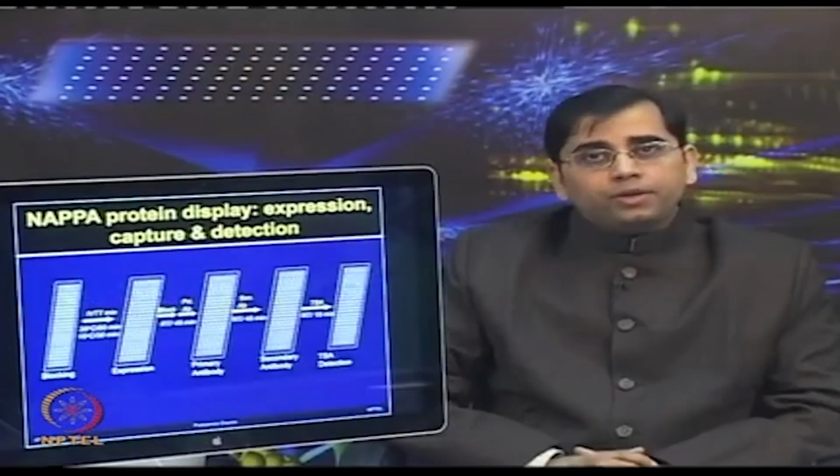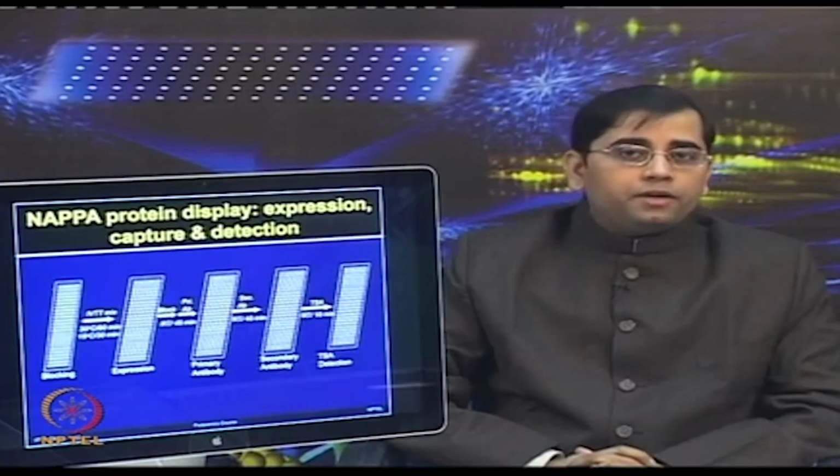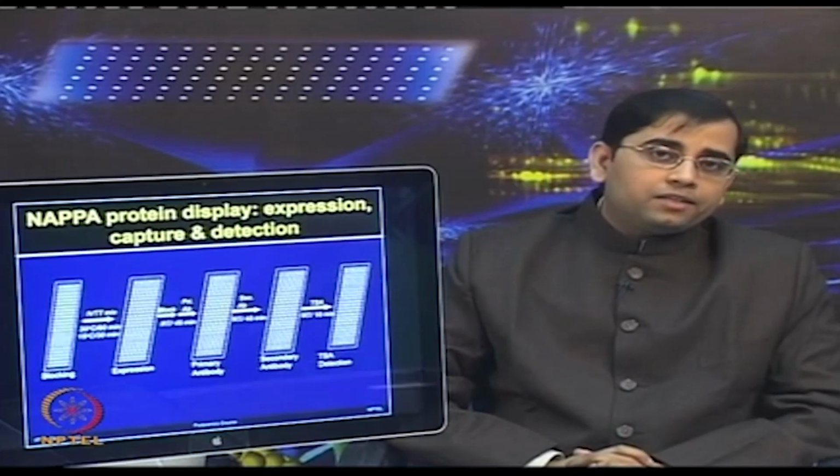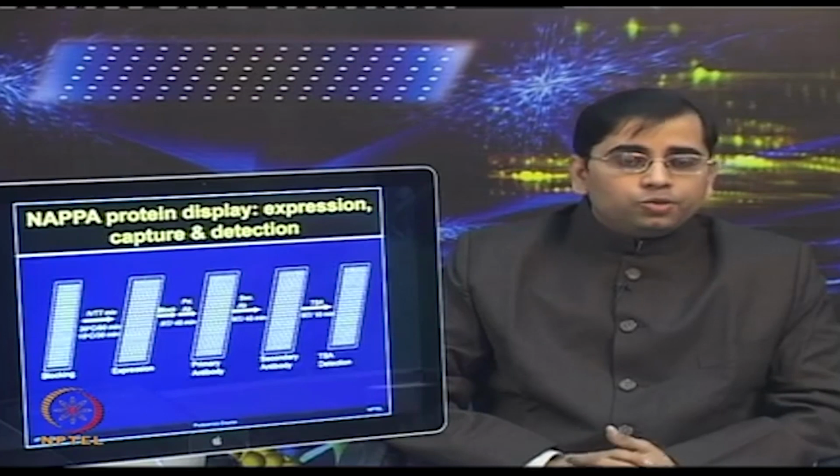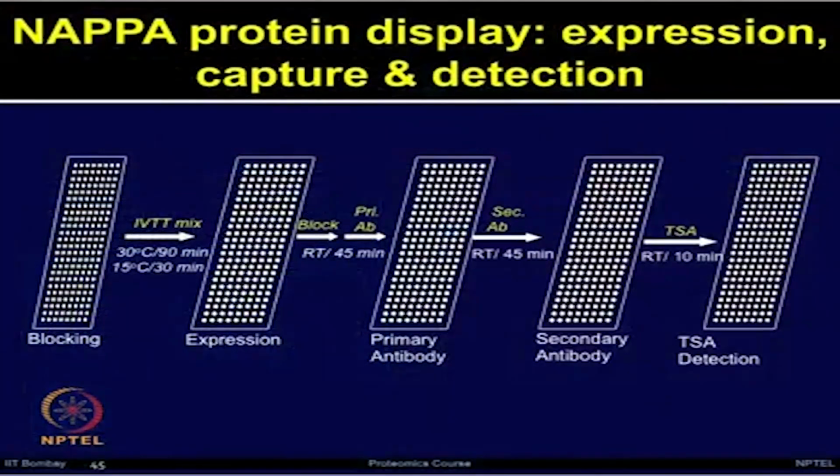This is the schematic showing the different steps involved in performing NAPA based protein expression. So, you have the slide, you need to block it, then use the in vitro transcription translation system, so that proteins are expressed. And now, you want to detect the signal. So, you can add the primary antibody, anti-GST in this case, followed by the secondary antibody containing either Cy3 or Cy5 labels, or you can use the HRP based Tyramide signal amplification system, TSA based systems.